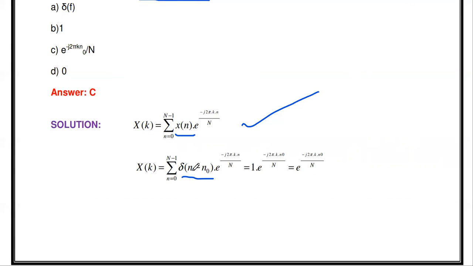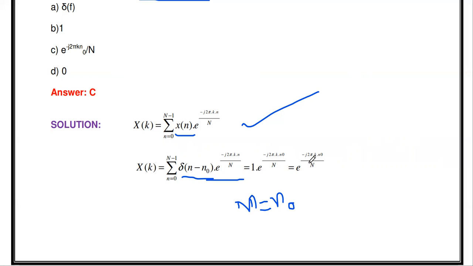What is delta of n minus n naught? It is 1 at n equal to n naught. Only at the time n equal to n naught, this signal has the amplitude 1. So put n equal to n naught in these two terms. So 1 into e power minus j2 pi k, instead of n, you just put n naught divided by n.